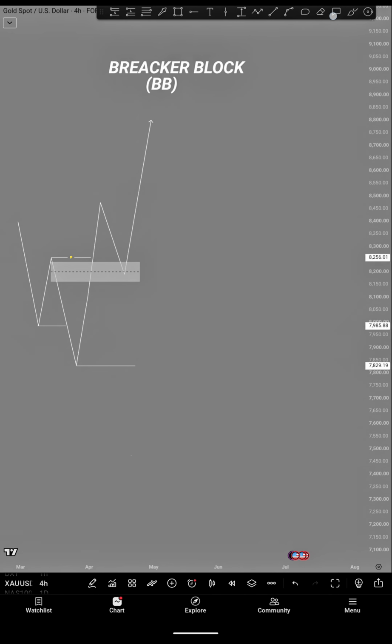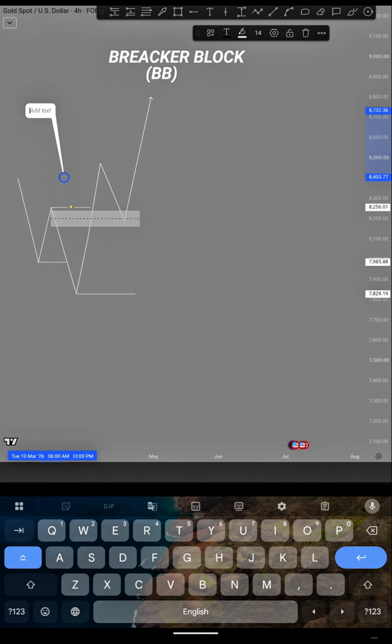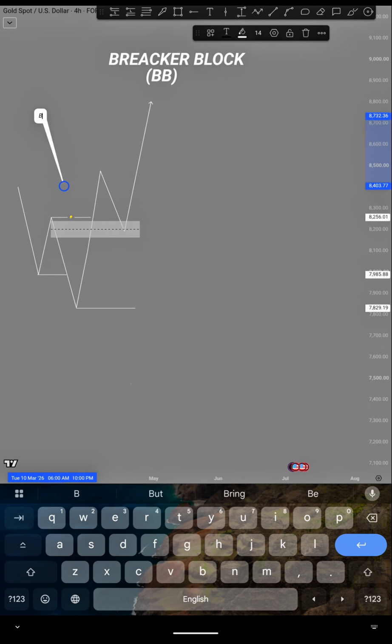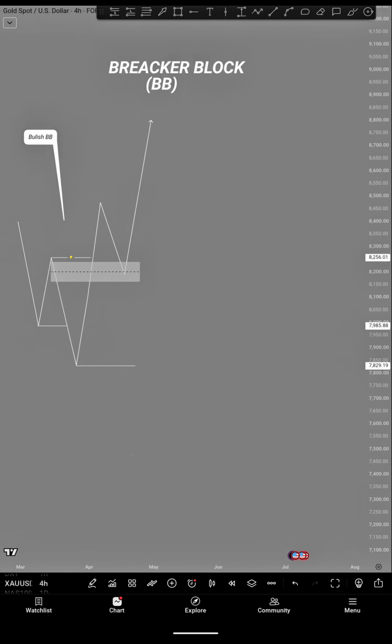So one will be a bullish breaker block kind of scenario. Bullish BB, breaker block. Then this is for the bullish breaker block, right?